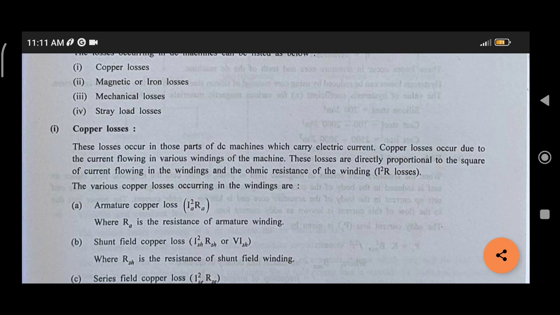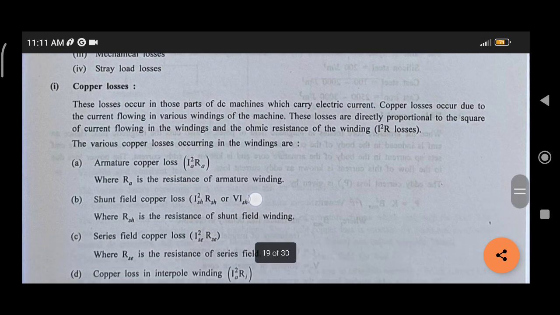Okay, and this heat generation is proportional to the resistance of that material. So the loss in the form of heat is also known as copper loss. This loss depends on the resistance of that material.